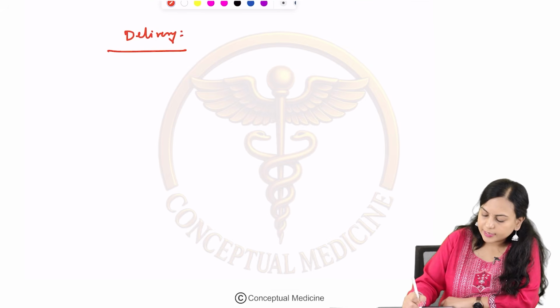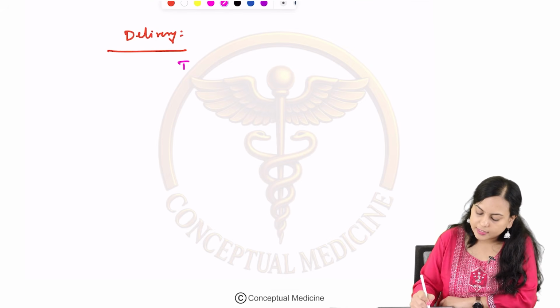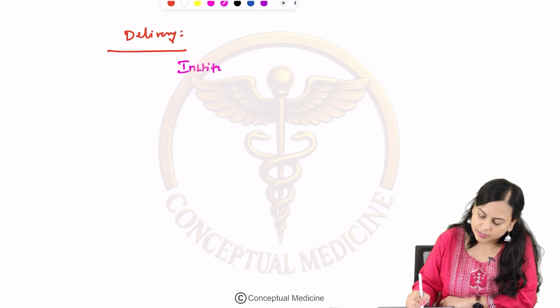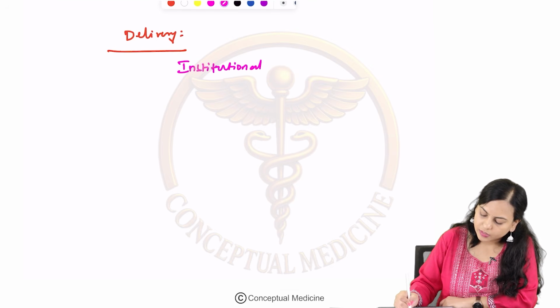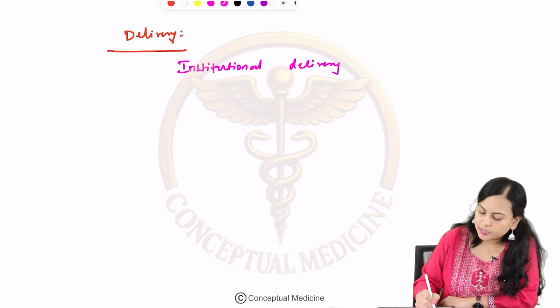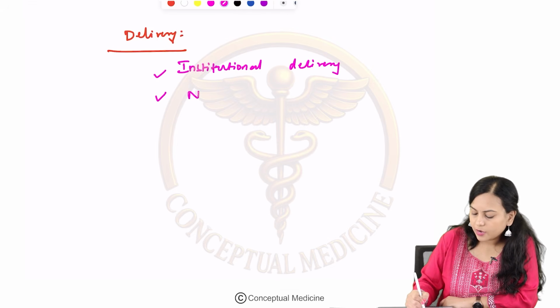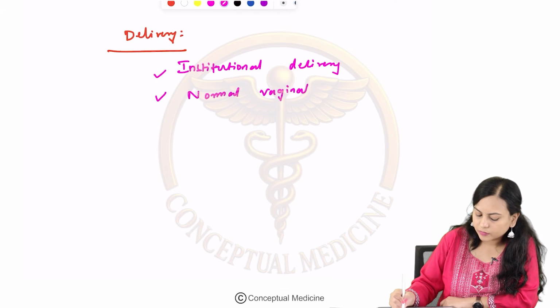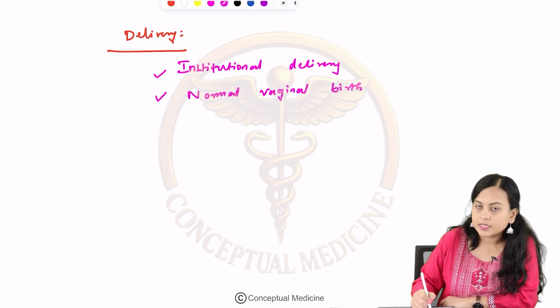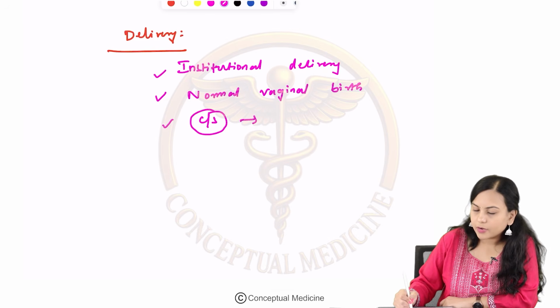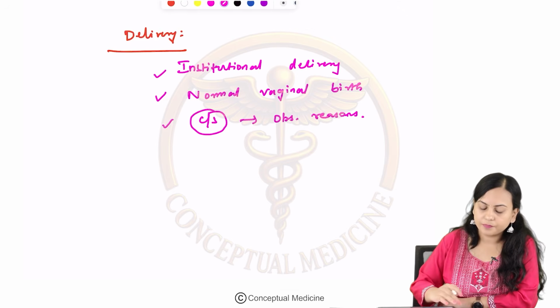And so how we are going to plan delivery in women who are having HIV infection? See, definitely this should be planned as an institutional delivery, and mostly will be allowing normal vaginal birth. Okay, C-section is indicated only for obstetric reasons. Clear? Yes.